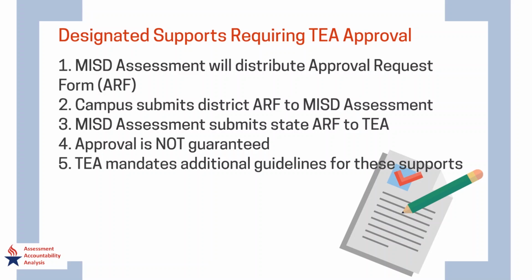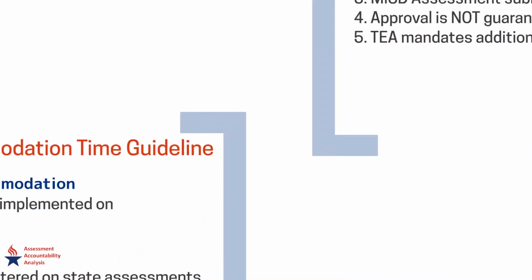As for designated supports requiring TEA approval, our office will continue to provide a district-level approval request form for campuses to submit. That form includes information that will not go to TEA but will be used locally for tracking purposes. We will then submit TEA's approval request form with only the information required. Remember, approval of these requests is not guaranteed, although our office can make recommendations that increase the chances of TEA approval. Also, keep in mind that these supports carry additional guidelines from TEA, so anyone involved in delivering a designated support requiring TEA approval must be informed of those guidelines and follow them.